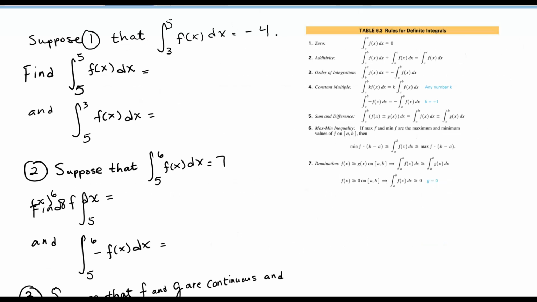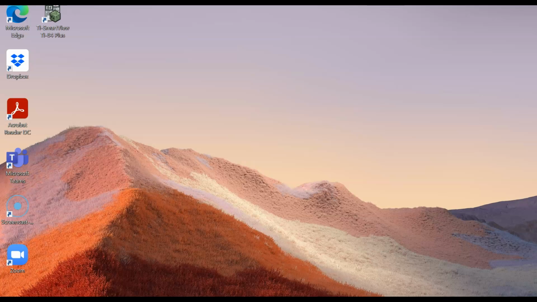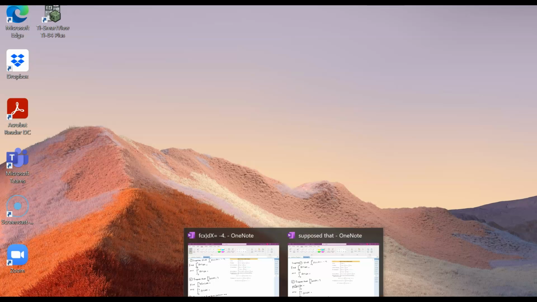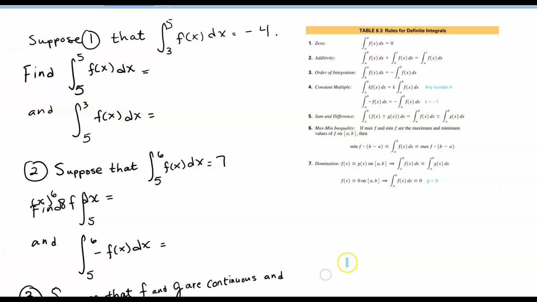Okay, so let's take a look at the following examples and how we can apply these properties. And I'm going to call them properties, okay? And we'll reference them as we're working out these problems. So number one, pull that back up on the screen real quick. Number one says, suppose that the integral of f of x from 3 to 5 is negative 4. Okay, so the area under the curve from 3 to 5 is negative 4.